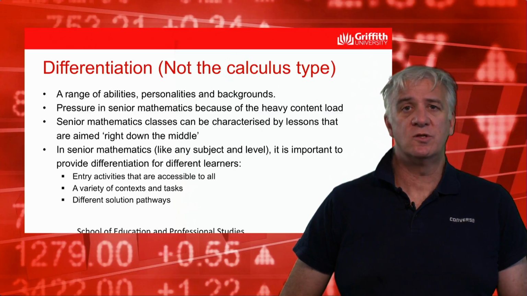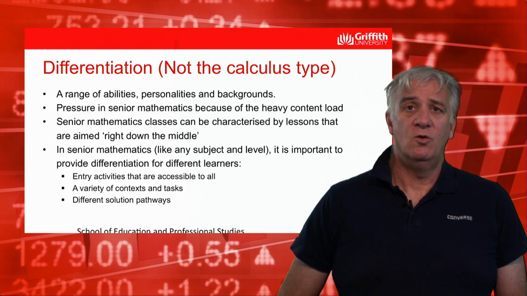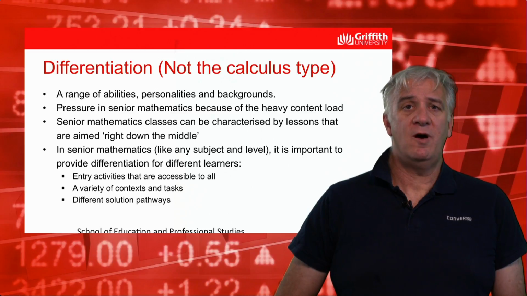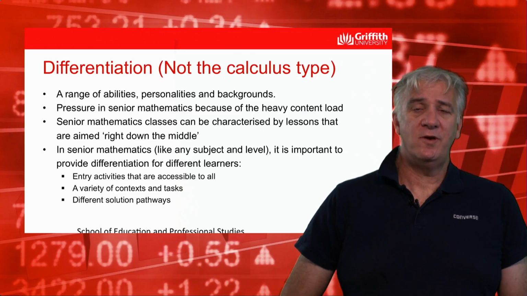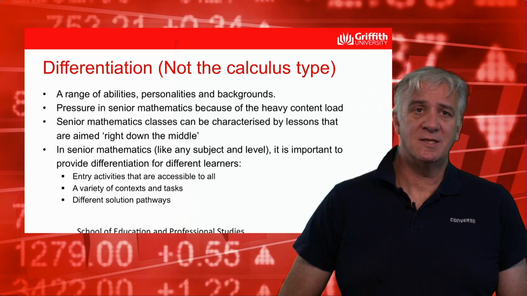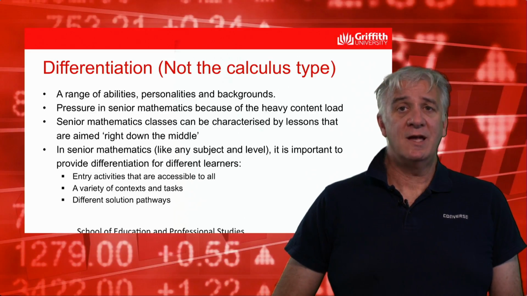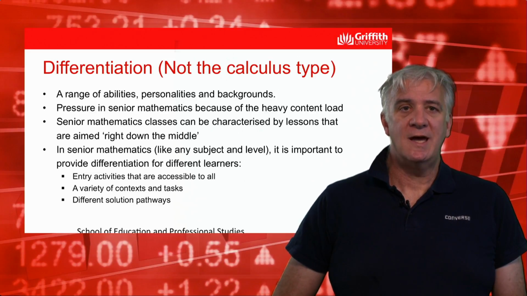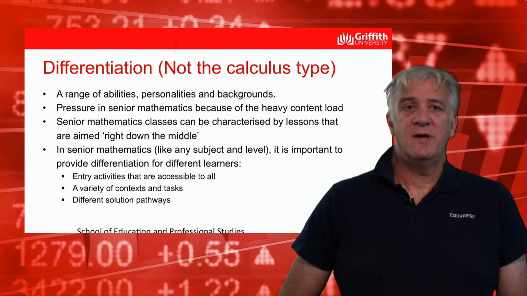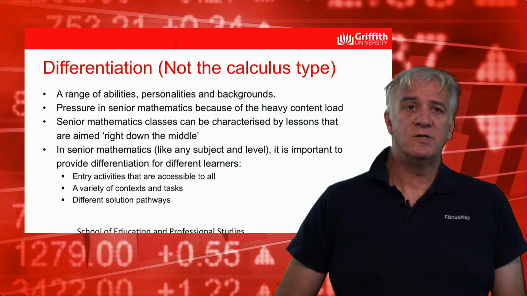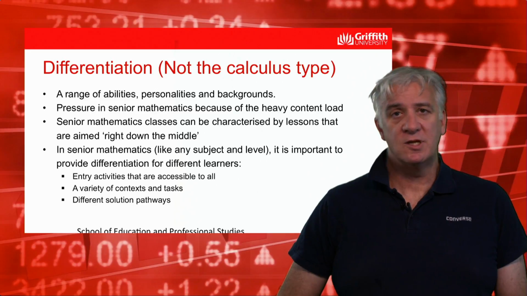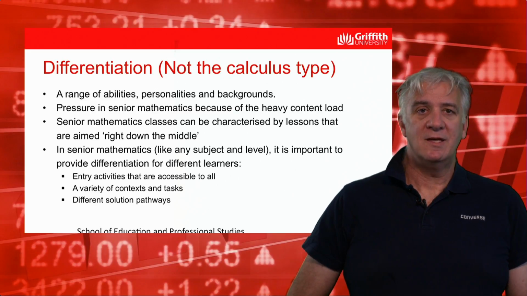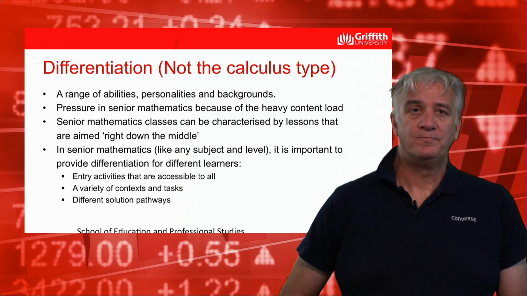We can't just choose the topic that we're interested in or the context we're interested in. We need to find ways to engage the kids and differentiating so all the kids have access at the start, and then they can find achievement and understanding through the activities. This means we have a variety of activities and contexts and tasks. There's the different solution pathways, and that makes it accessible for all.